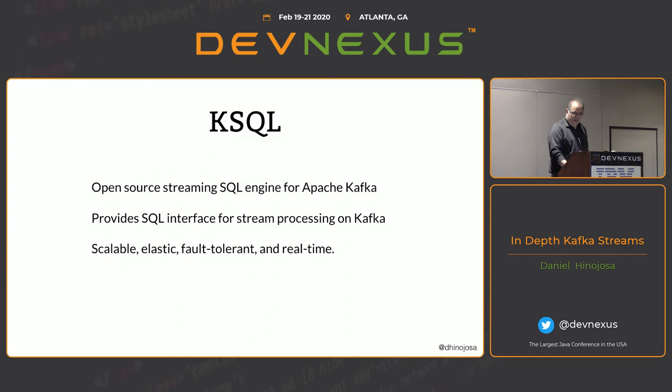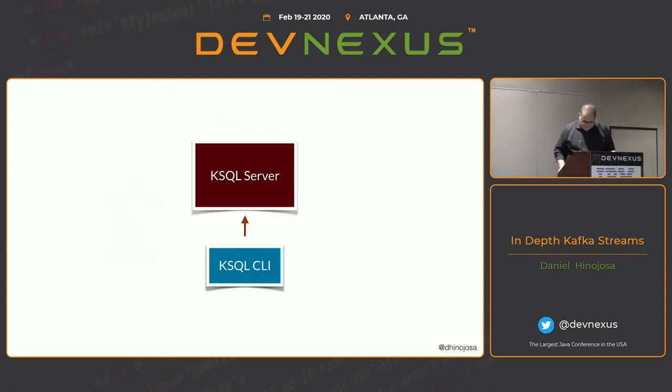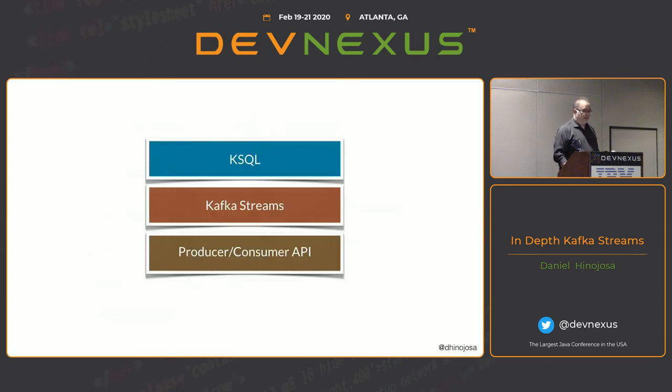So it's an interface built on the stream processing, also scalable, elastic, fault tolerant, real time, however you'd like. And you could do all of these same things as you can with a stream. Filter it, transform it, aggregate it, okay, and more. You'll instantiate something called a KSQL server, which is kind of like your streaming app that I just showed you not too long ago. The CLI is a way that we can interact with that streaming application, okay? So we can interact with it, that's the server, okay? We could deploy servers on remote machines, VMs, or containers, and we could run in CLI or headless mode. I'm gonna show you CLI, the command line interface in which we could just start typing in some commands into them.